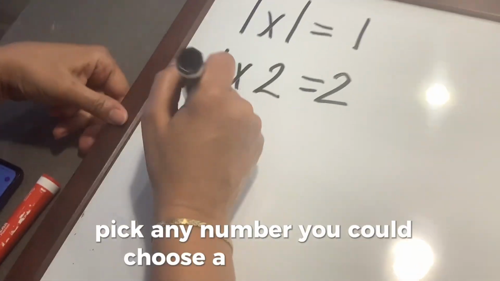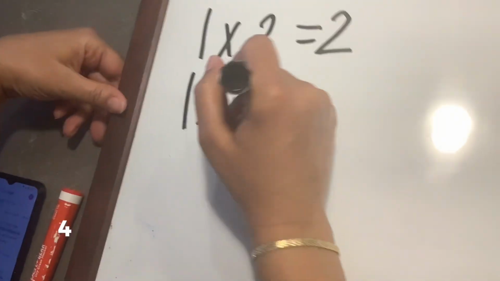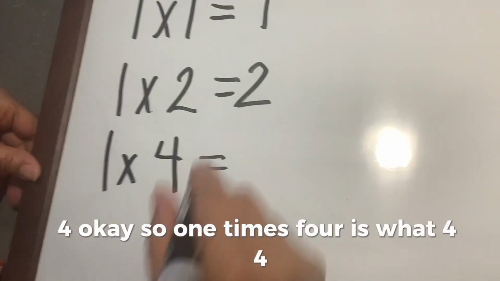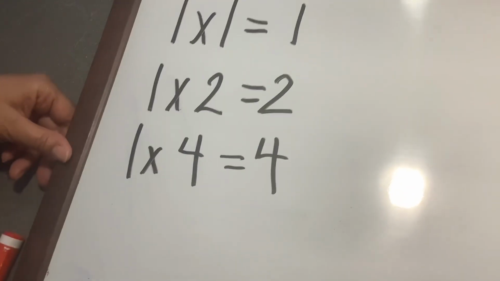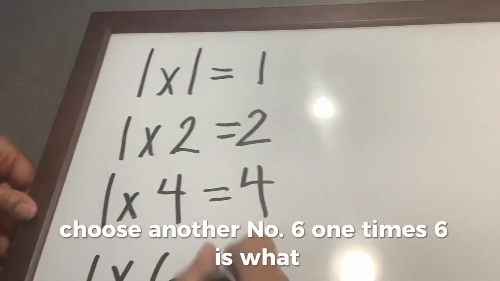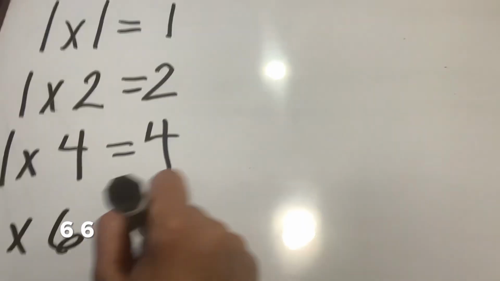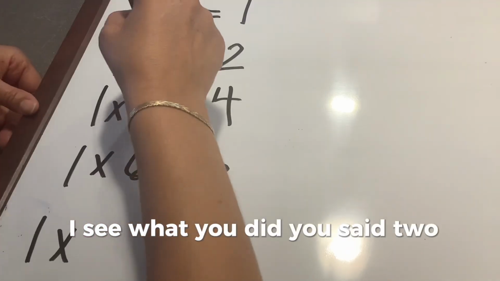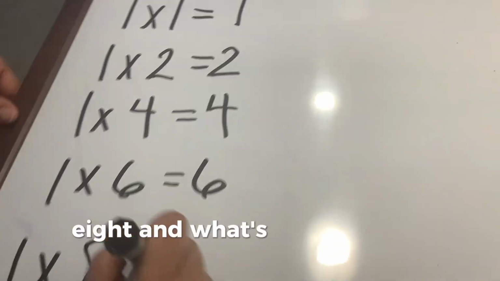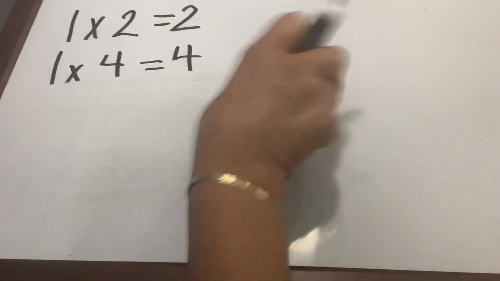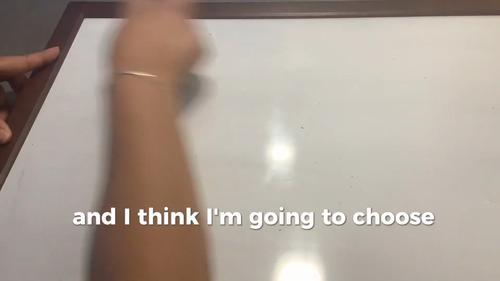So let's try another number. Pick any number. You could choose a large number or a small number. 4. Okay. So 1 times 4 is what? 4. Choose another number. 6. 1 times 6 is what? 6. Choose another number. 8. Okay, I see what you did. You said 2, 4, 6, 8. And what's the answer to 1 times 8? 8.